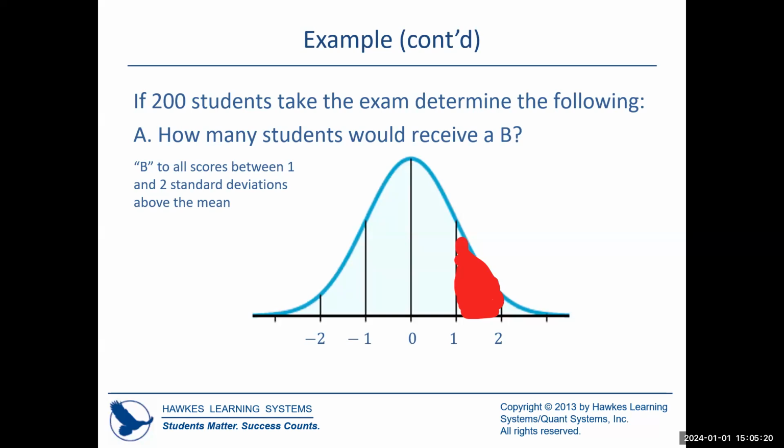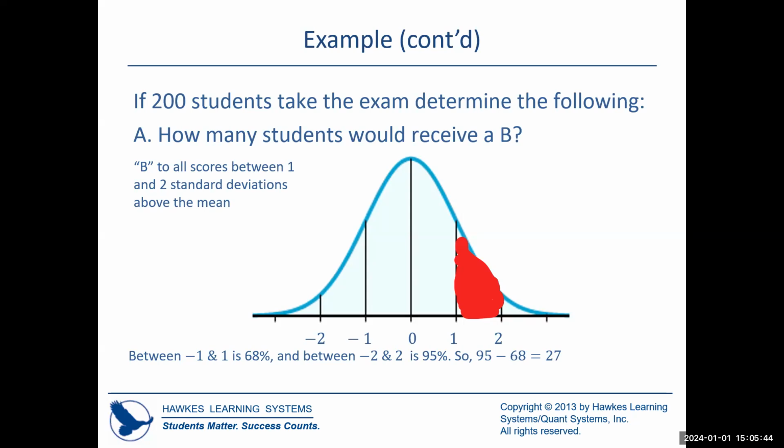Now, all we want to know is how many kids out of the 200 are getting a B based on this information. Now, I have shaded in red the area where we get the B, okay? So what can we do? Well, I know that between -1 and 1 standard deviations is 68%. And I also know that between -2 and 2 standard deviations, we have 95%.